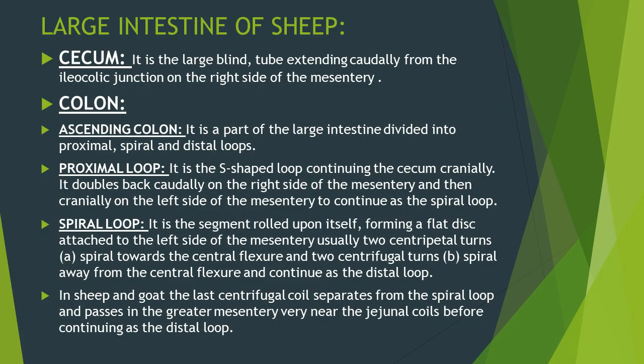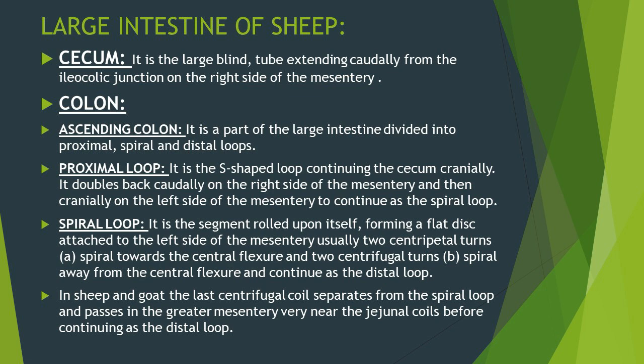Now let's move to the large intestine of sheep. Cecum is a large blind sac, and it is a tube which extends from the ileocolic junction caudally. So cecum is present caudal to the ileocolic junction. After the cecum, there comes the colon, and the colon of sheep is again divided into three parts, which are ascending colon, descending colon, and transverse colon.